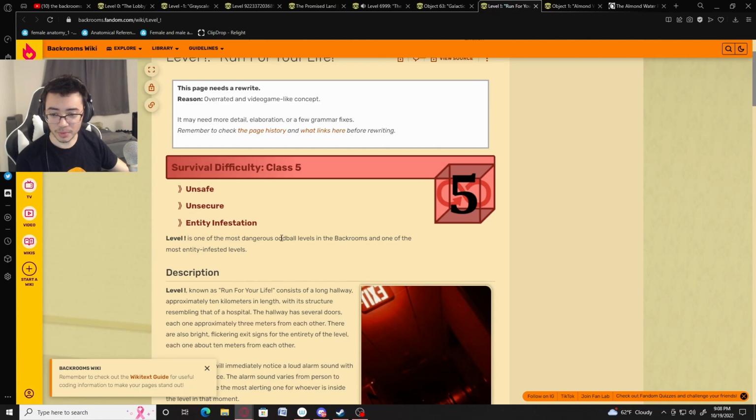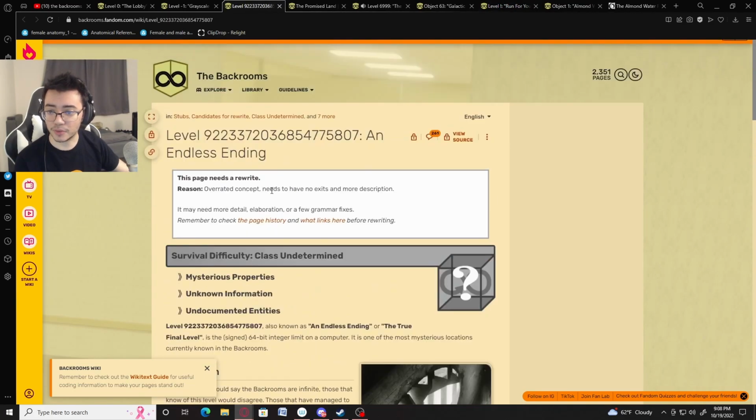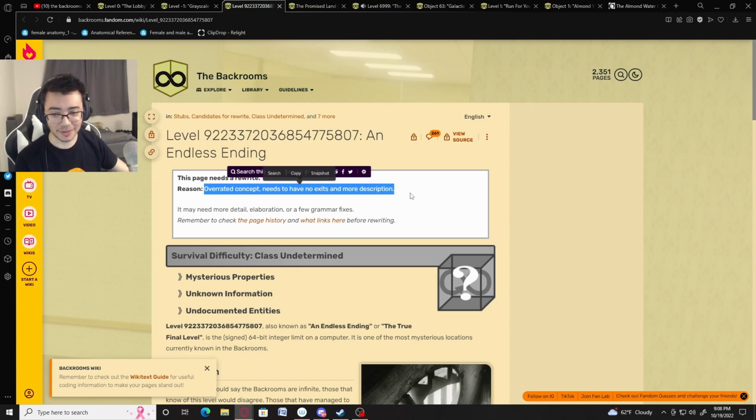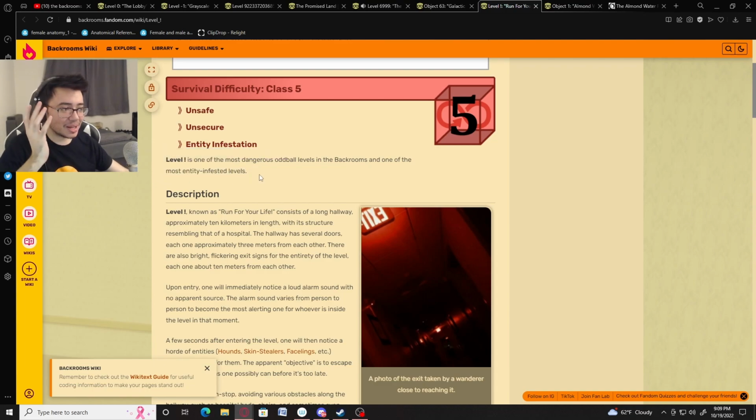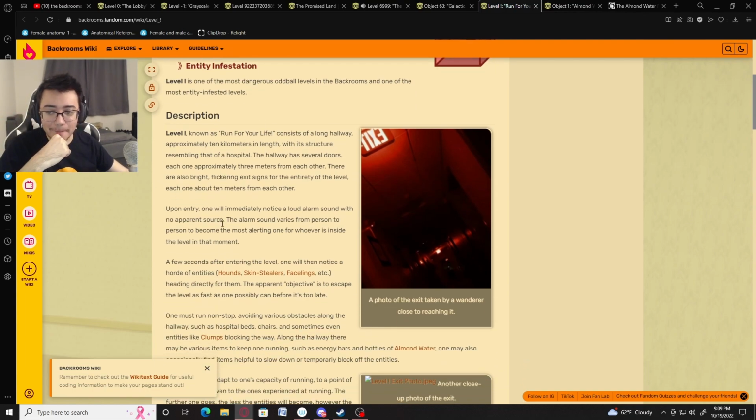Level is one of the most dangerous oddball levels in the Backrooms, and one of the most... Wait, if I go to this level, does it have a rewrite? Yeah. This page needs a rewrite. Reason: overrated concept, needs to have no exits and more description. One of the most entity-infested levels. There you go, right there. You just add that in and it automatically becomes that.